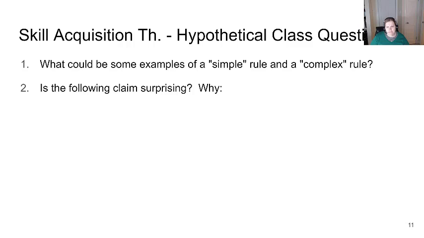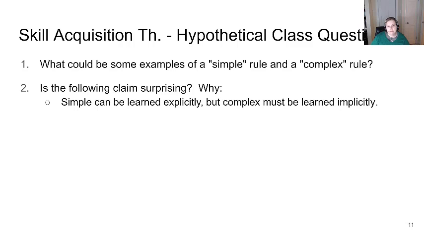And so is the following claim surprising and why? Simple can be learned explicitly, complex must be learned implicitly. If this is unsurprising to you, I would say it's because you've learned a lot of languages. If this is surprising to you, perhaps the idea is that you are tempted to believe that complexity requires explanation, perhaps. And I think when I have students in the classroom, many times they behave that way. We want to understand it explicitly, and so we feel like if we ask more questions, it will help us do it.